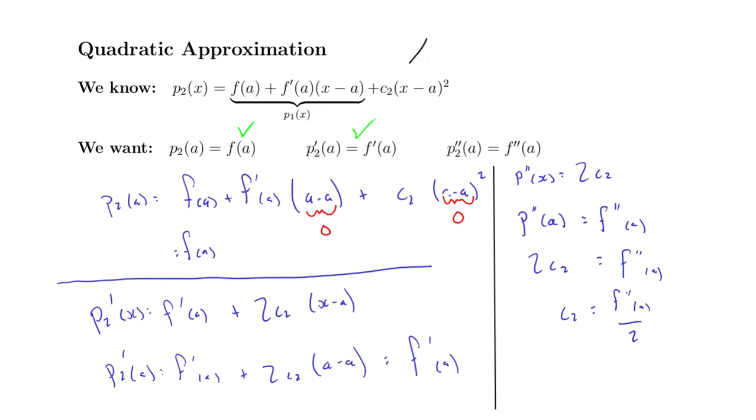So what we really have is that our second degree polynomial approximation is f of a plus f prime of a times x minus a plus, yeah, I've got room, f double prime of a over 2 times x minus a squared. Oh, that's f double prime, sorry. That way, when you differentiate everything, all of the derivatives up to the second derivative will match with the function's derivatives up to the second derivative when they're evaluated at the center.